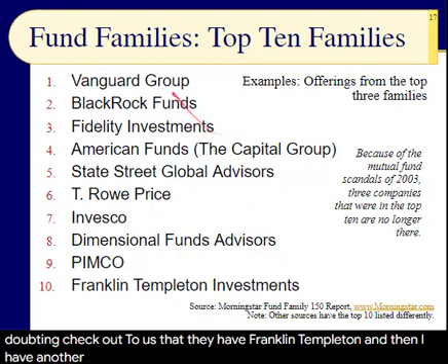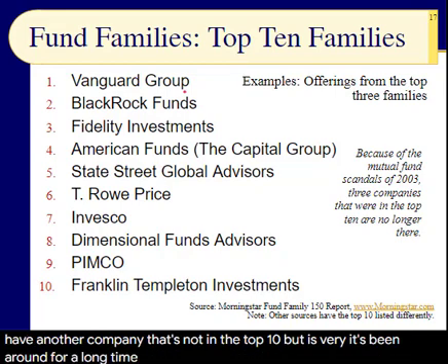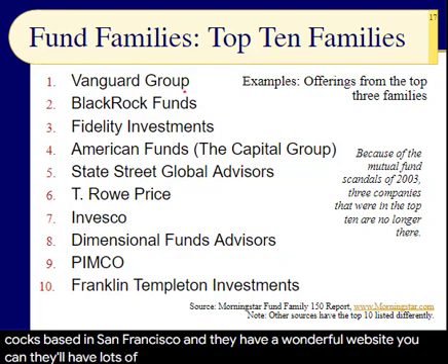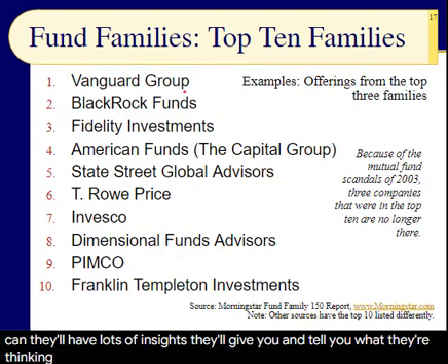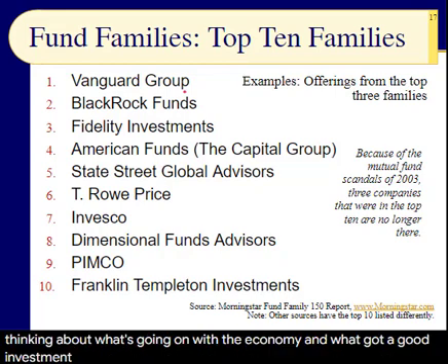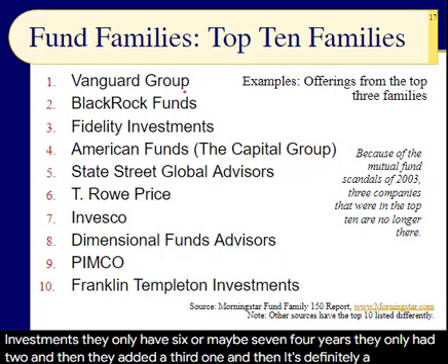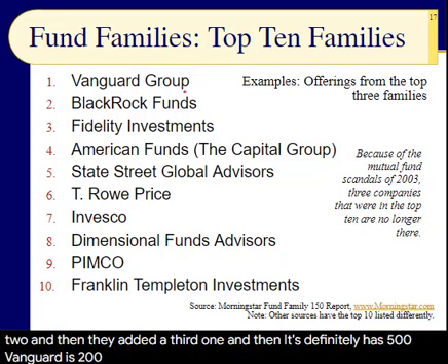And then I have another company that's not in the top 10, but it's been around for a long time and a very sharp company called Dodge & Cox, based in San Francisco. And they have a wonderful website. They have lots of insights they'll give you and tell you what they're thinking about, what's going on with the economy and what are good investments. They only have 6 or maybe 7. For years, they only had 2. And then they added a third one, and then they added a few more. Where other companies, like I said, Fidelity has 500, Vanguard has 200, American has like 60 or so. And so they only have a few funds.